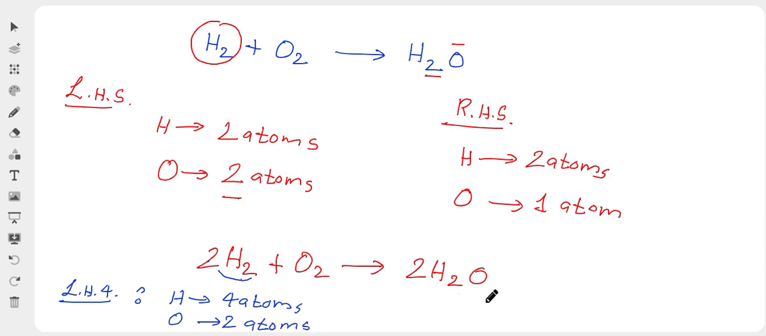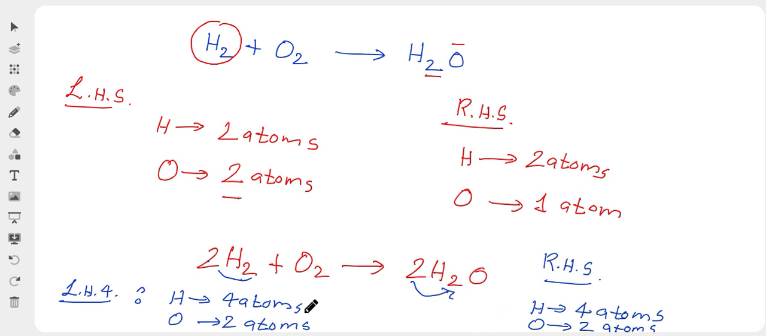Now let's talk about this water. Let's come to the RHS. Just look at this. How many atoms of hydrogen are here? 2 into 2 is 4. Yes, 4 atoms are here. Whereas oxygen, what about oxygen? Oxygen has 2 atoms. So you can see that this hydrogen and this hydrogen, both on LHS and RHS, are balanced, and this oxygen and this oxygen, both on LHS and RHS, are balanced. Okay, so this is it.